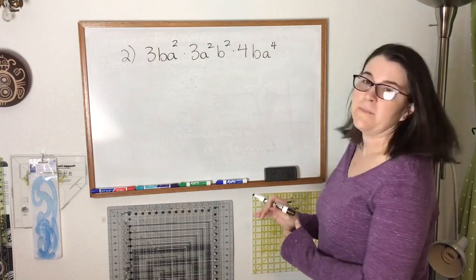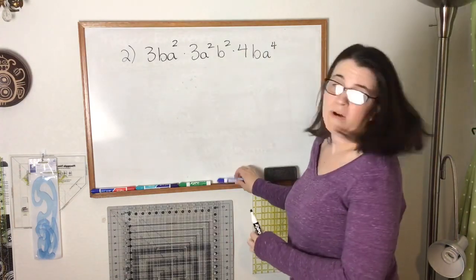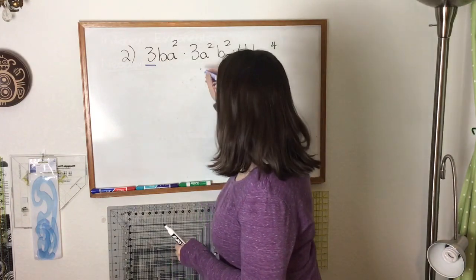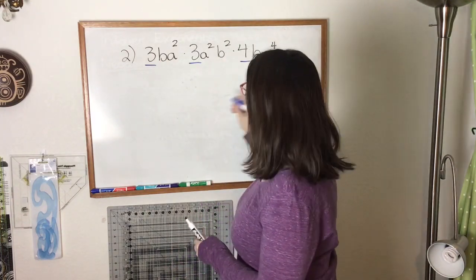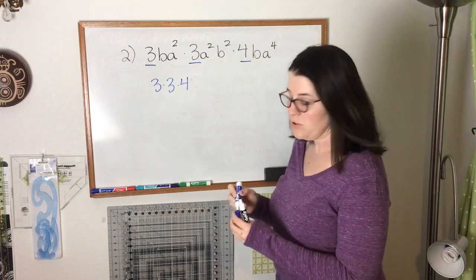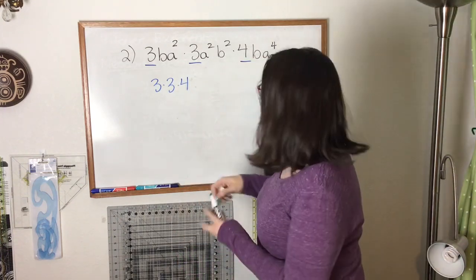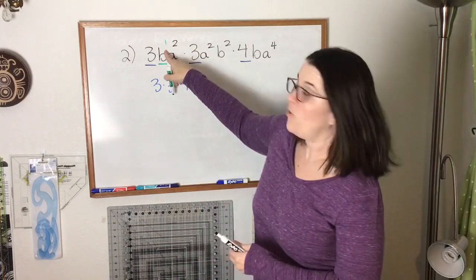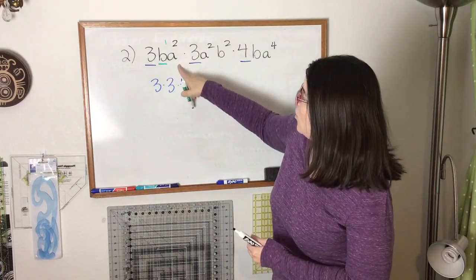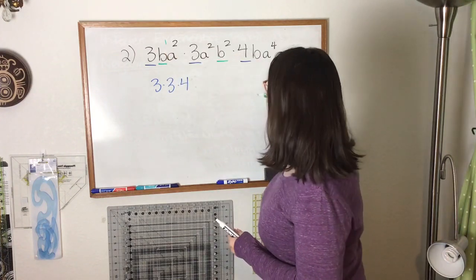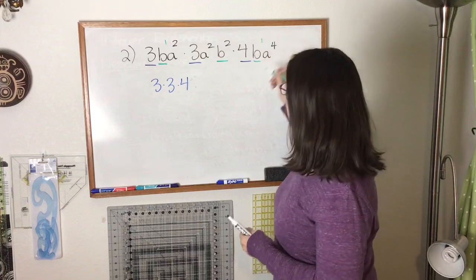So here we're going to combine like terms. I don't have highlighter to do this with, so I'm just going to use different colored markers. I have a whole number 3, a whole number 3, and a whole number 4. So those three are going to multiply together. Then I have a b. It doesn't have a power. Be careful. The squared is on the a only, so this b is really to the first power. Then I have a b to the second power, and then I have another b to the first power.